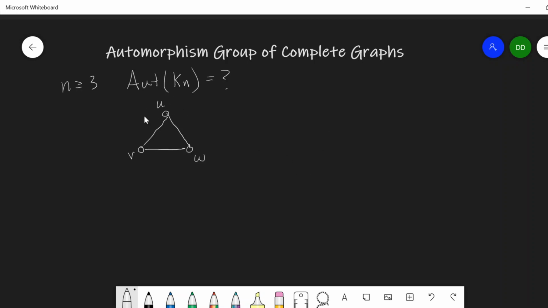So let's see, I can go sort of vertex by vertex. I can say, okay, where can I send U? So there's three options for U. I could either send U to U, I could send U to V, or I could possibly send U to W. Now, as we've done before, it's possible that just picking where I send U maybe doesn't lead to an actual automorphism. Maybe it's not possible to preserve edges by doing that, but this is certainly a way to start for any automorphism. So let's see, what if I send U to U?